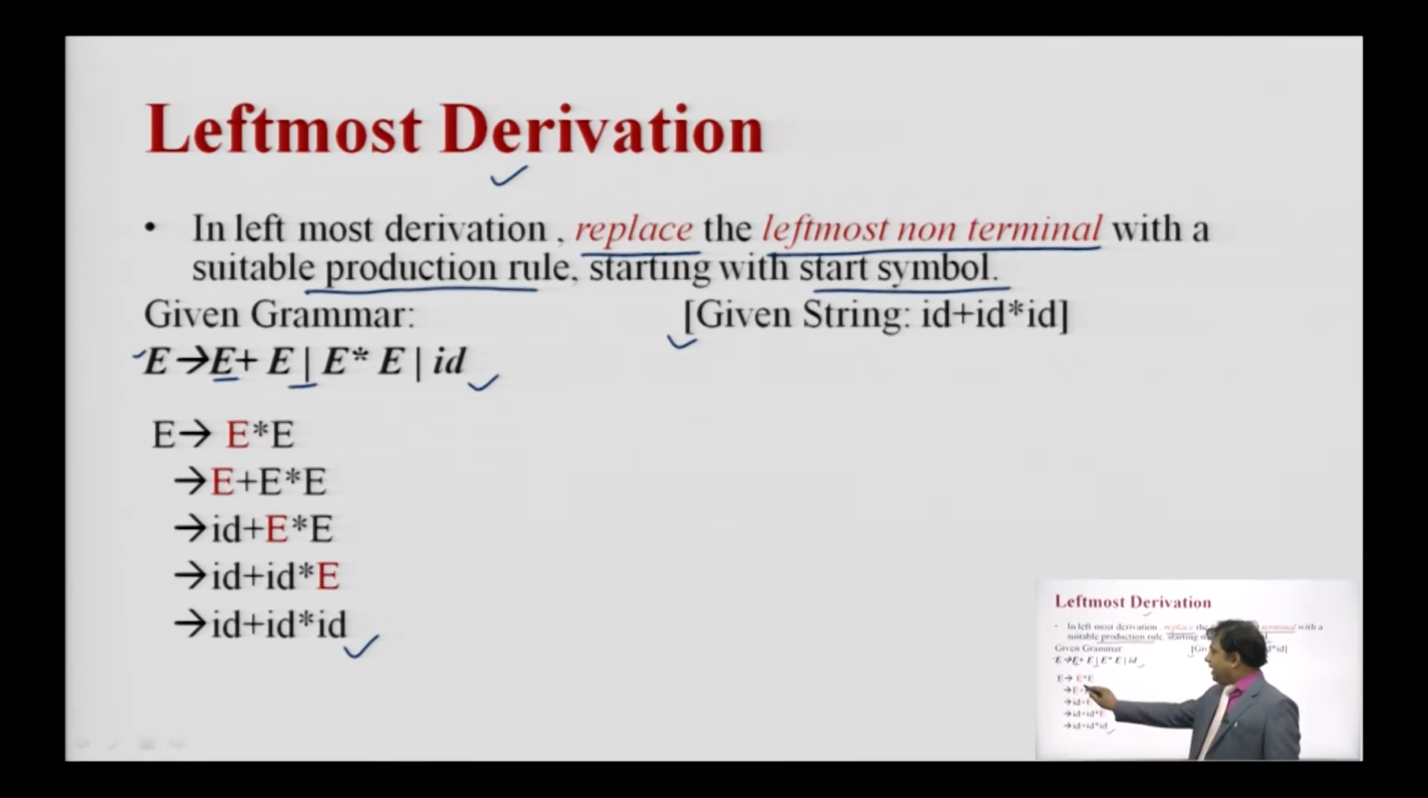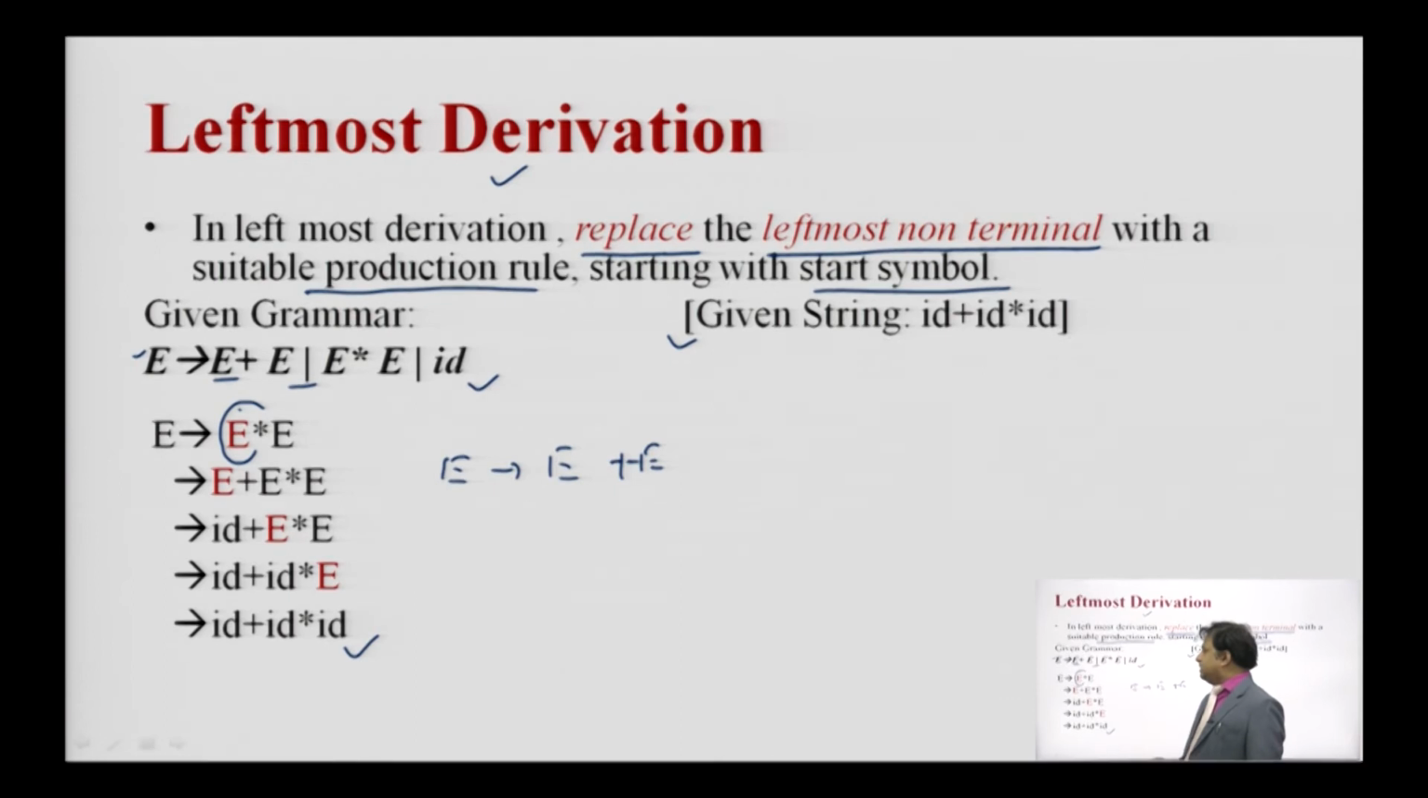What the leftmost derivation says is to replace the leftmost non-terminal. So, which is the leftmost non-terminal in this production? This is the leftmost non-terminal. I will replace this E with a suitable production, either of these. I can replace it with any one of them. In this case, I have used the production E derives E plus E.